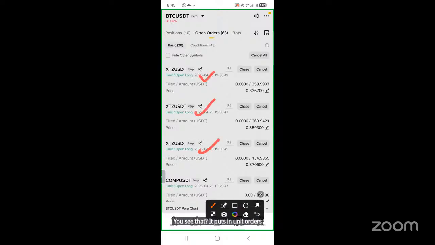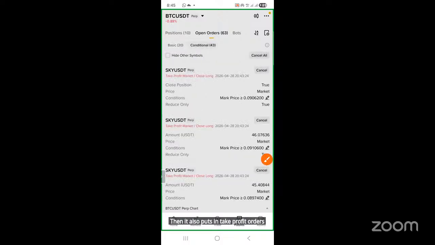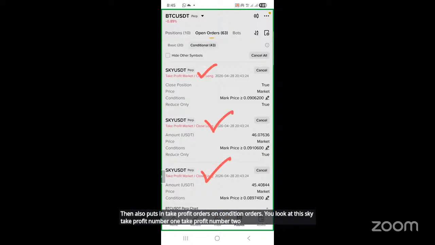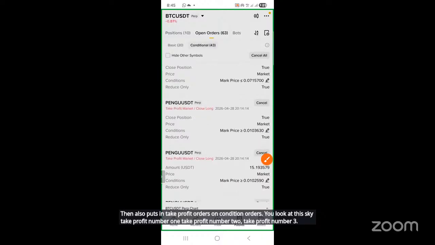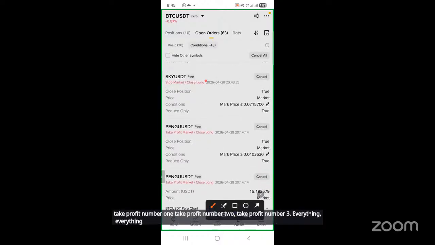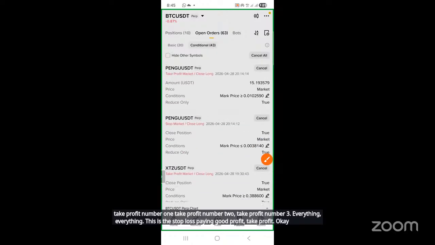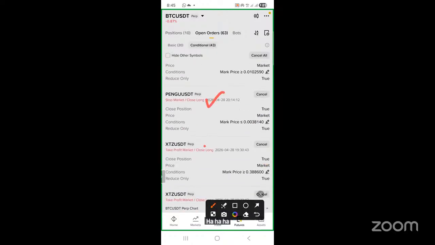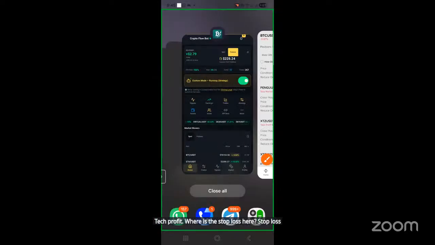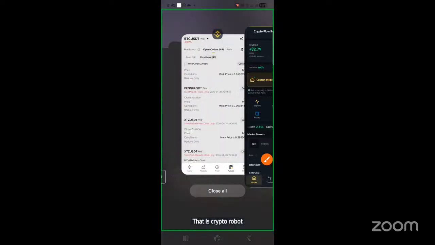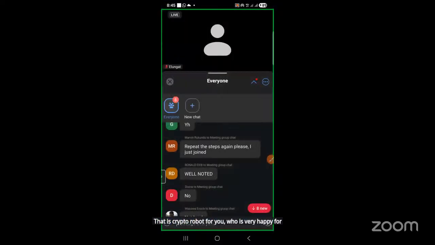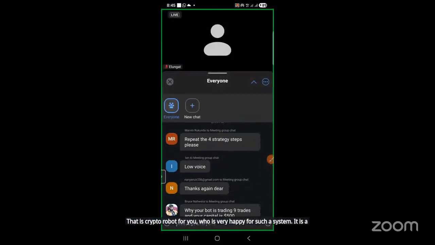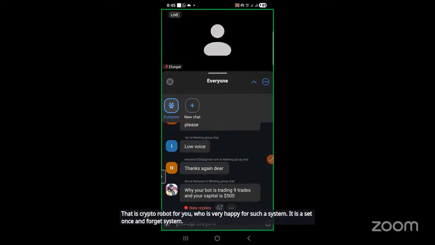Then it also puts in take profit orders on conditional orders. You look at this. Sky, take profit number 1, take profit number 2, take profit number 3. Everything. This is the stop loss. Pengu, take profit, take profit. Take profit, stop loss. That is CryptoFlowBot for you. Who is very happy for such a system? It is a set once and forget system.